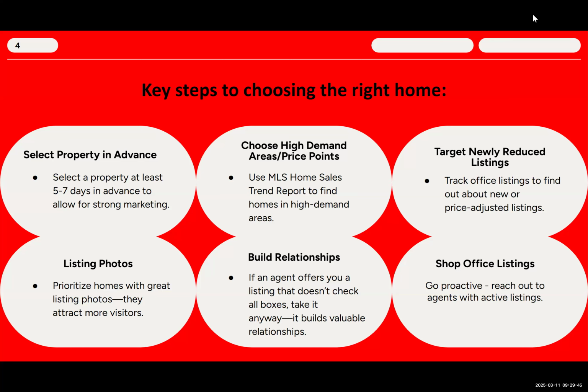Now, in the beginning, again, you're gonna make mistakes, you're gonna jump on houses, and that's okay. But I want you to think about getting more selective, looking at the houses. So ideally, you should want to select the property 5 to 7 days out. That depends on the market. That might be a luxury.